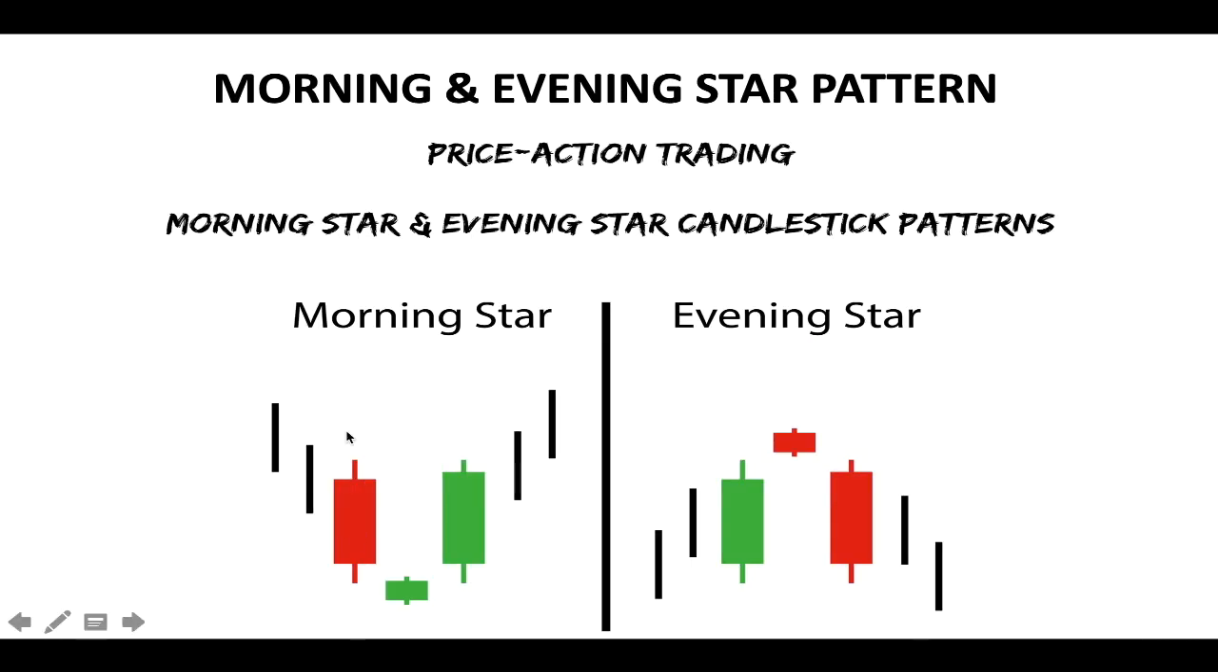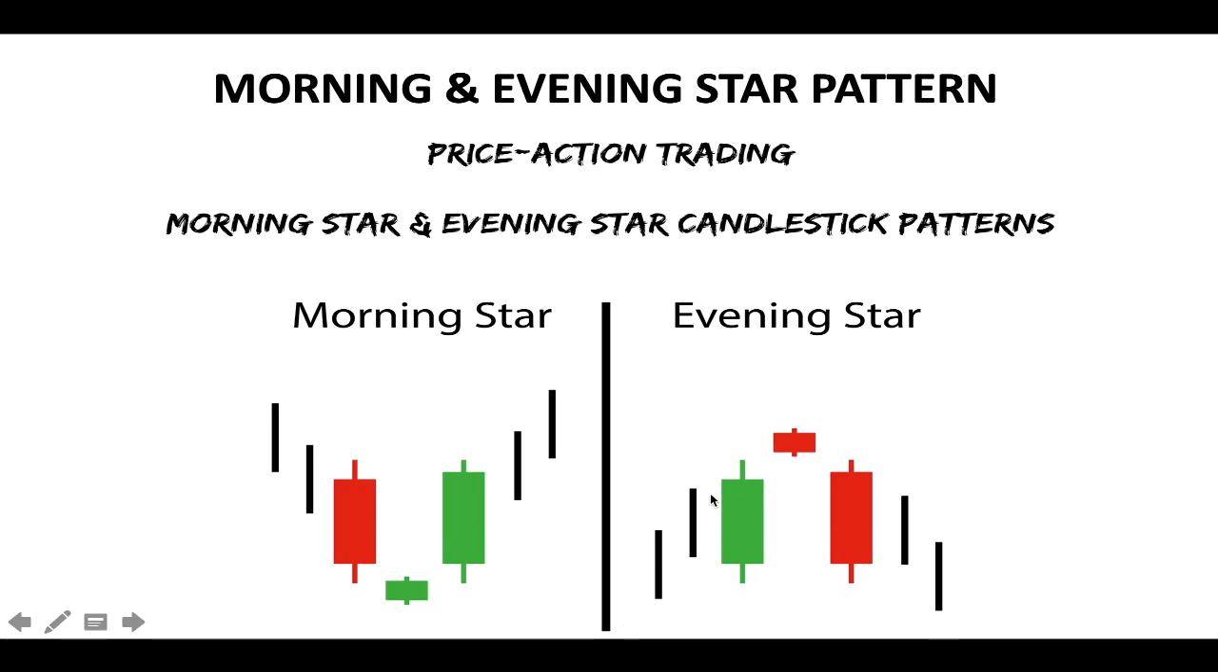So your morning star: there's been a downtrend, the bearish candle, the next candle is most likely a doji, or it could be a bullish bodied candle, but it has to be small. And the third session is usually a big bullish candle, or a bullish candle that's the same size as the bearish candle, which means the bulls have taken control and the price is likely to rise. And vice versa for evening star.